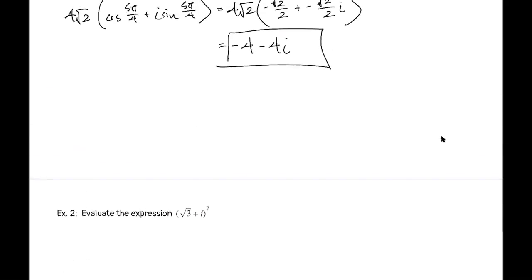All right. So I'm going to have you guys try the same thing for example number 2. Okay. So think about what you need to do to get this expression. Instead of FOILing it out 7 times, how do we use de Moivre's theorem to get us to that same answer? Okay.